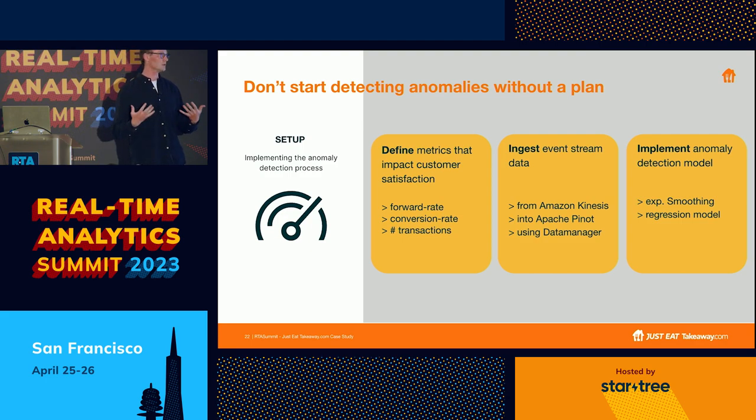Secondly, of course, you need to ingest your event stream data. Like I mentioned, we are using the web and app tracking platforms, and we use Kinesis as an event streaming platform, and we use StarTree Data Manager to get it into Apache Pinot. I'm mostly worried with the Kinesis bit because we have StarTree SaaS. So the Data Manager just abstracts away a lot of the complexity for ingesting that event stream and scaling Pinot. So that's really cool. And then we have, of course, our anomaly detection model.